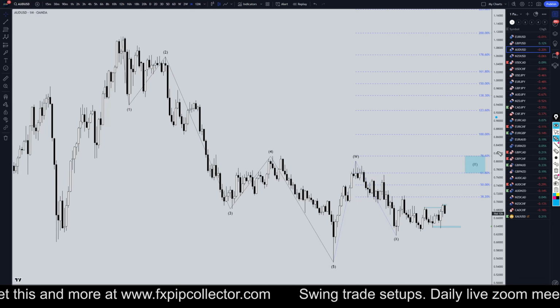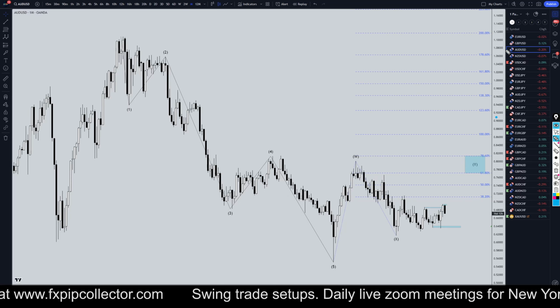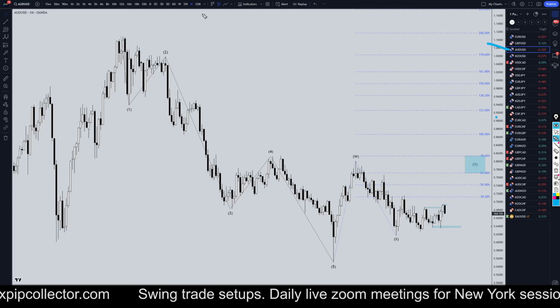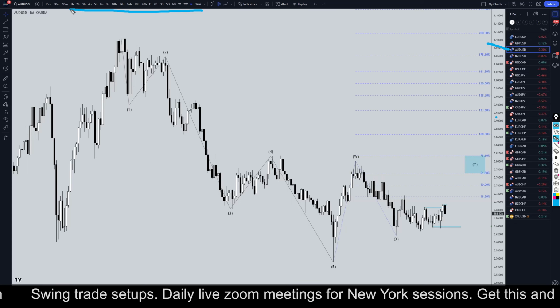Today is Tuesday, October 15th, and this is my analysis of the Aussie US dollar, starting on the monthly, working my way all the way down to the 1 hour time frame for the full top down analysis.